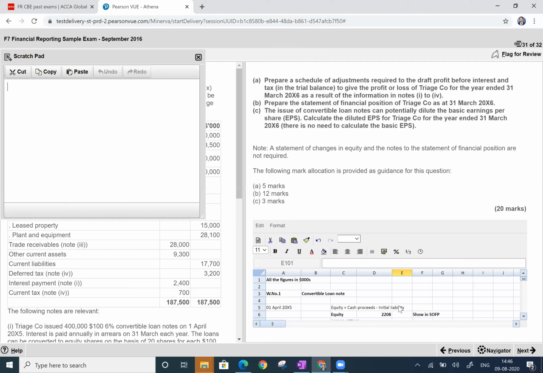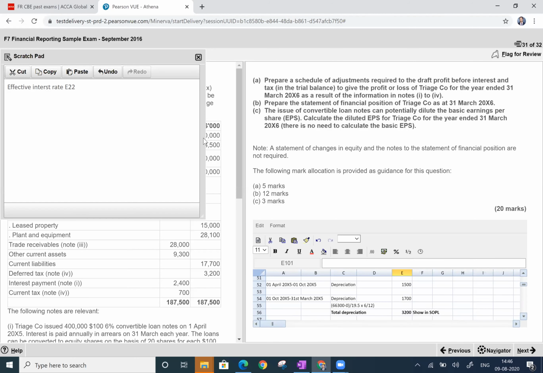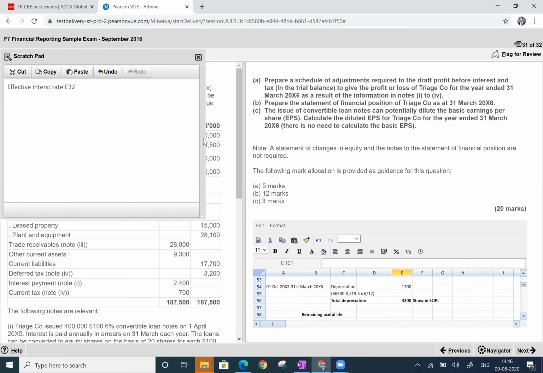So now what are the items you have to show in P&L? One, effective interest rate. So instead of going up there and scrolling every time, I'm using the scratchpad. Effective interest rate, in my question, is E22. Next SOPL item: depreciation of leased property. This is for our own purpose. Depreciation of leased property, which cell? E56.